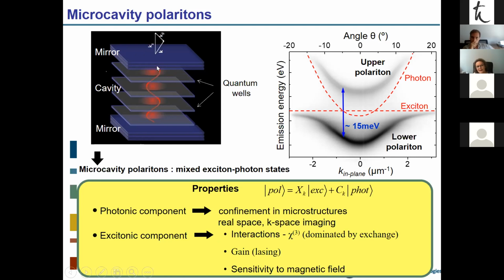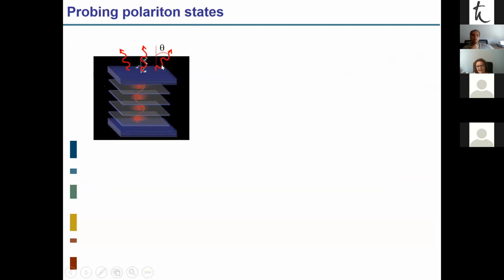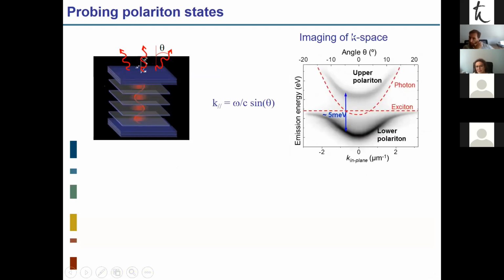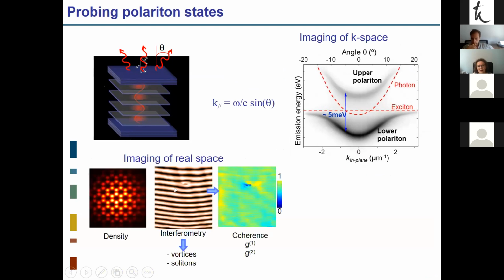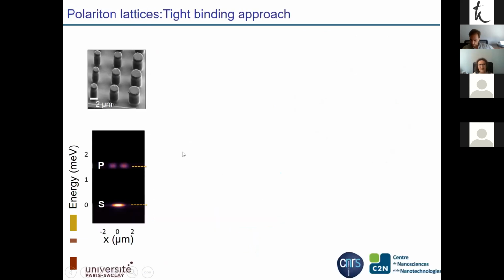Then probing the system, we will actually probe the photonic part, which escapes the cavity. And so then we can directly monitor the band structure of these polaritons. We can look at them in real space. We can measure their phase and so on. So looking at photons and using optical spectroscopy tools, we can really get access to all the physics that is inside. So then to fabricate a lattice, we will follow a tight binding approach.